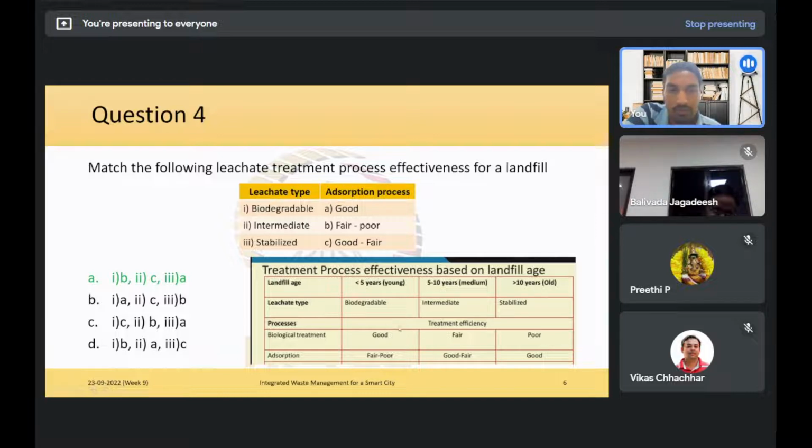Therefore we need to go for the physical or the chemical treatment process, as we saw earlier. Adsorption is one physical process. When there is more biodegradable material, it is not going to be that effective, whereas as the landfill ages, this physical process will be more and more effective, as opposed to a biological process. Therefore, we go for option A, which basically tells us that as the landfill ages, it is going to become more and more suitable for an adsorption process.